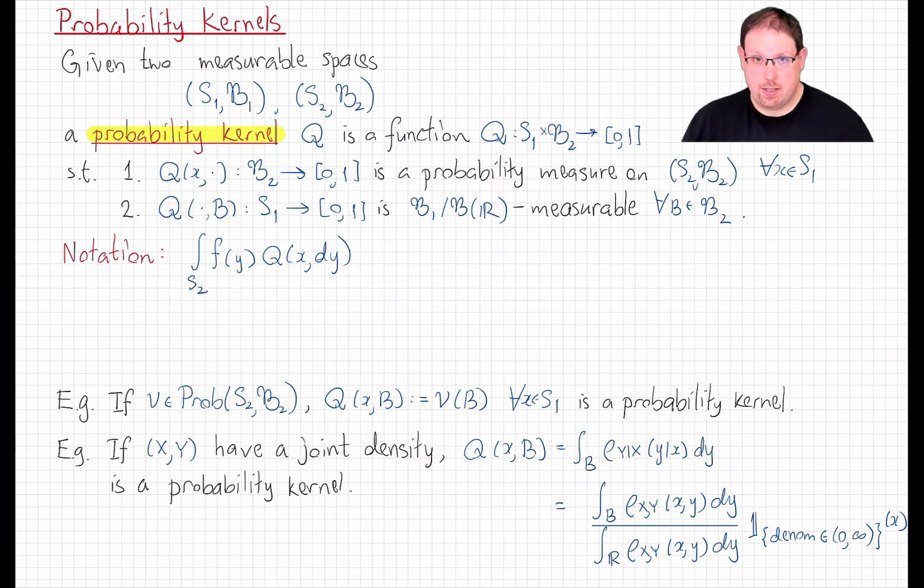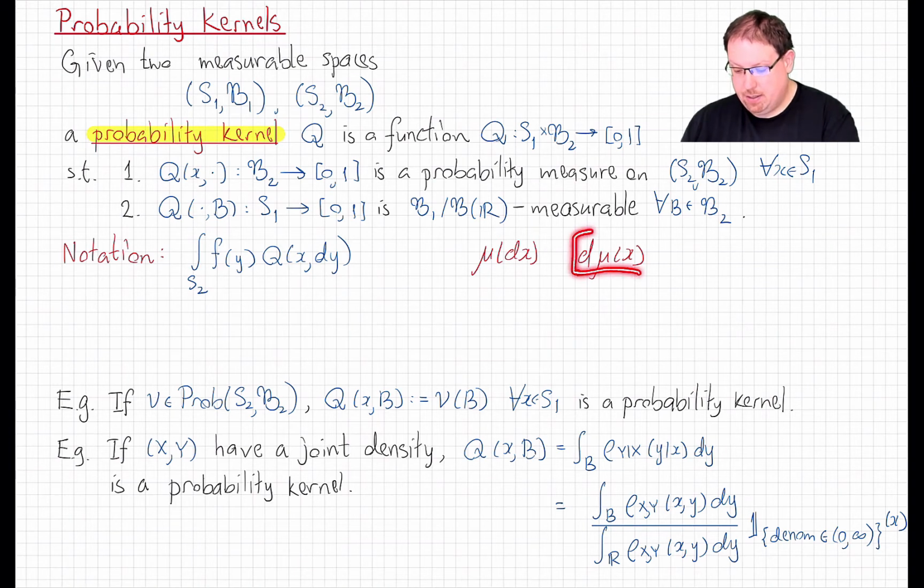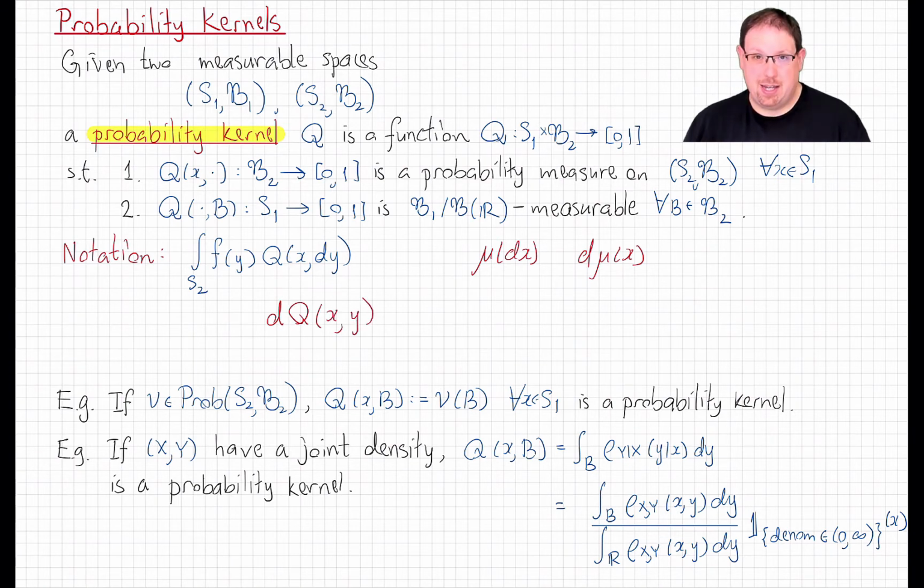This is the whole reason that I strongly prefer the notation mu of dx rather than d mu of x. Although d mu of x in measure theory is actually pretty common and mirrors our experience from calculus and is even consistent with things like the Radon-Nikodym theorem, this notation is better when we're going to deal with probability kernels like this, because it would be hard to interpret what is meant by dq of x and what? Y here? Does the d apply to the x or the y or both? This is a bad idea.